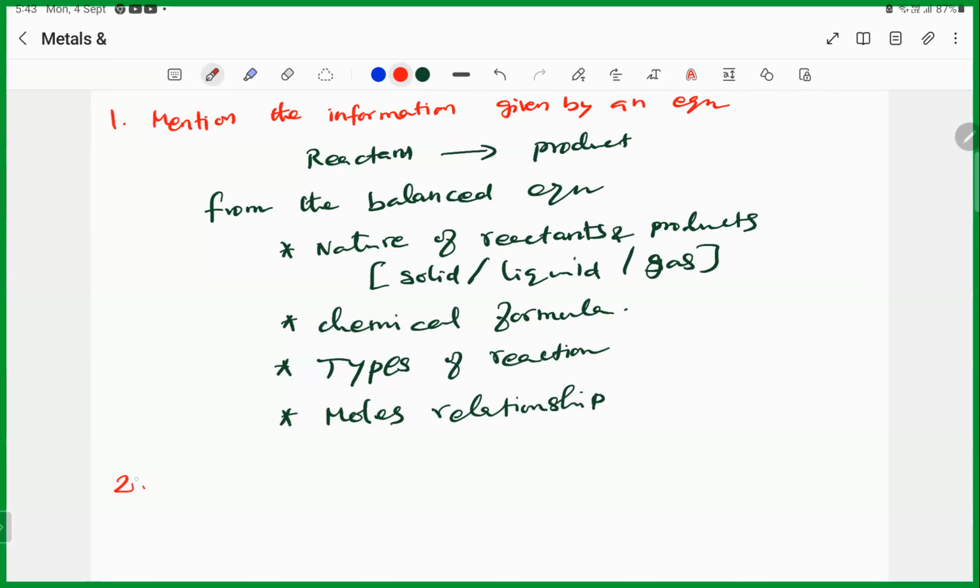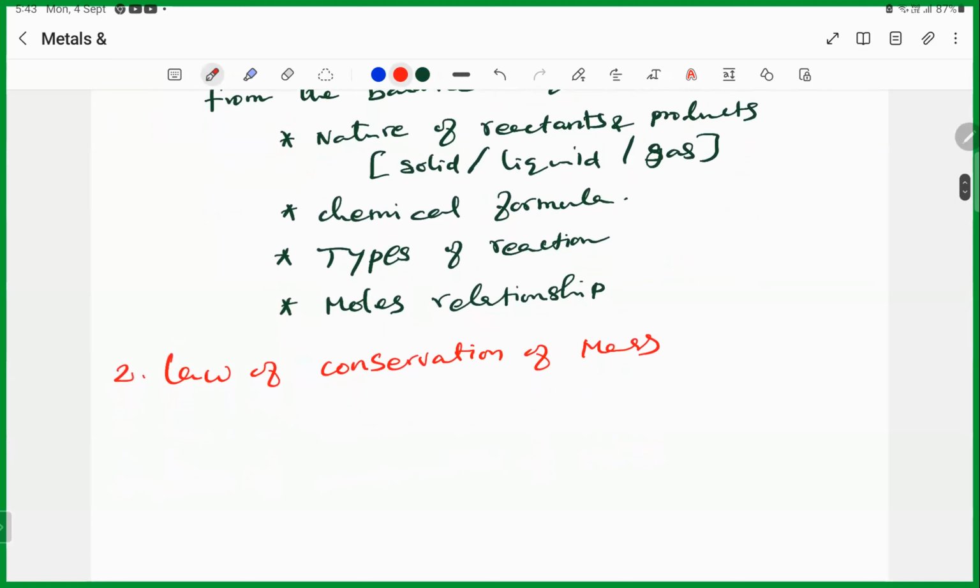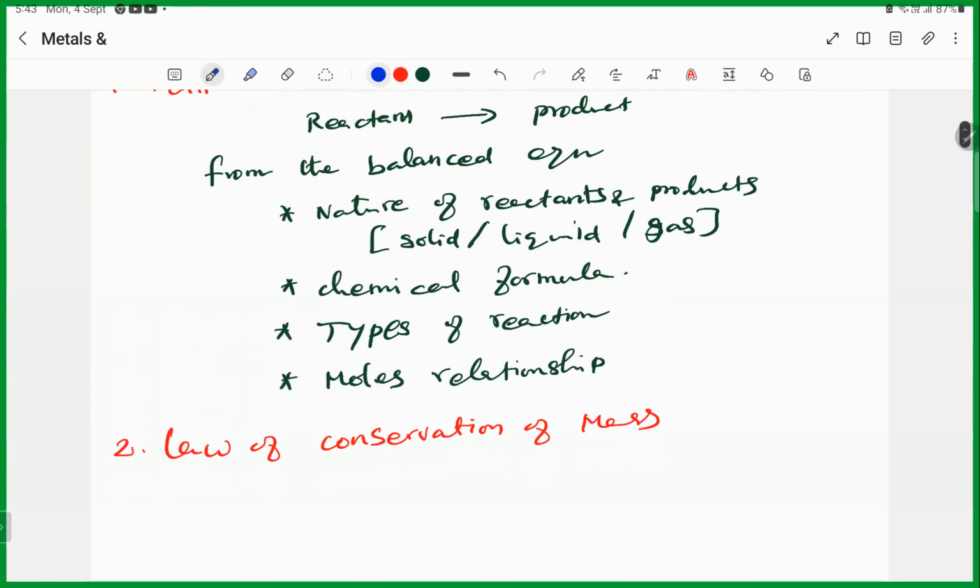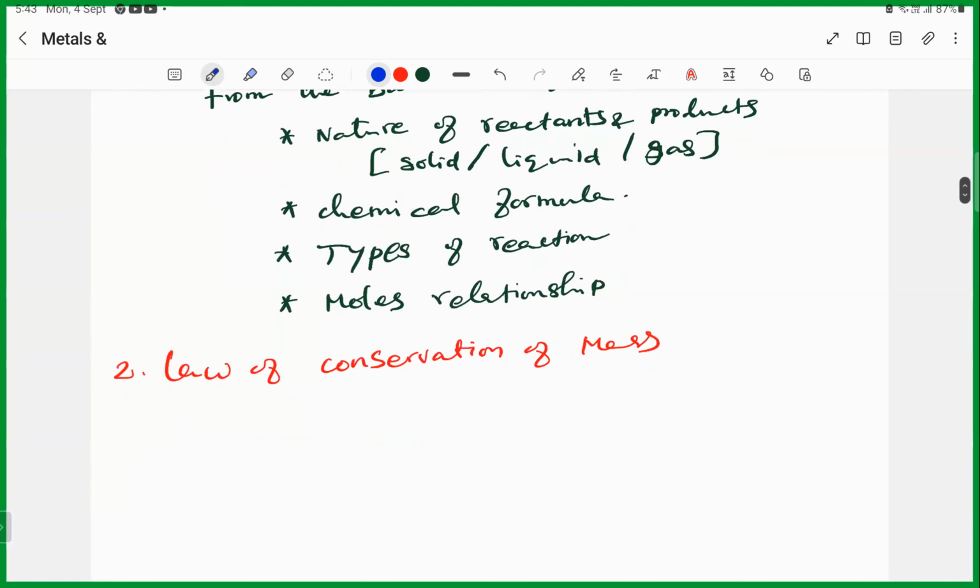And then state the law of conservation of mass. Tell me, what is the law of conservation of mass? I'm audible or not? Yes, sir. The mass can neither be created nor be destroyed. That's all. So the mass in an isolated system, which can be neither created nor destroyed in a chemical reaction. So according to this conservation of mass, the mass of product in a chemical reaction must be equal to mass of the reactant. These are the things we have to write.